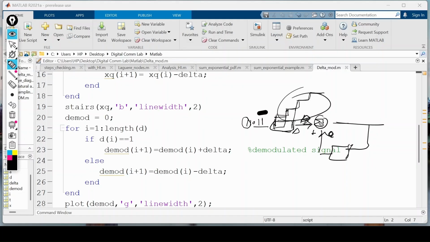So these two are added to each other, and here it will be demod plus delta, and this passes through the low pass filter. Else, if this is 0, that will generate the minus delta. We have represented this signal as demod. So demod minus delta. Here you can see, and end.